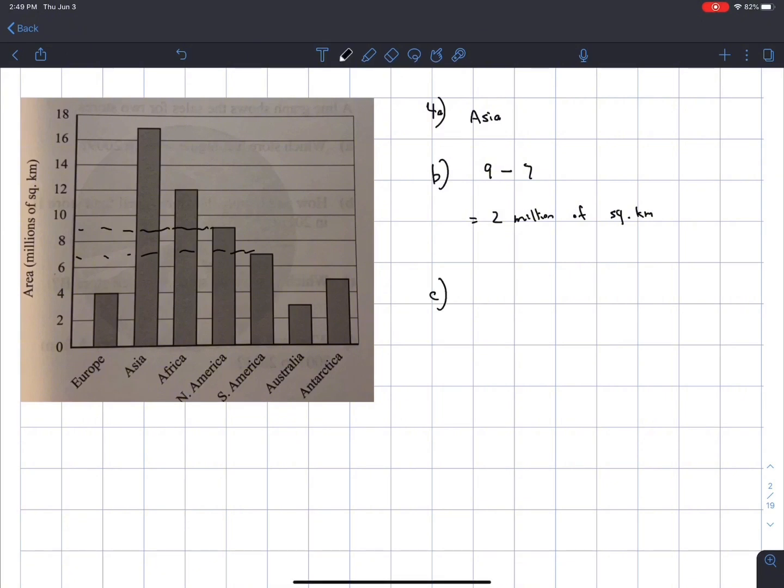What is the total land area of all the continents? So we just need to add everyone up. We have 4 for Europe, 17 for Asia, 12 for Africa, 9 for North America, 7 for South America, 3 for Australia, and 5 for Antarctica.